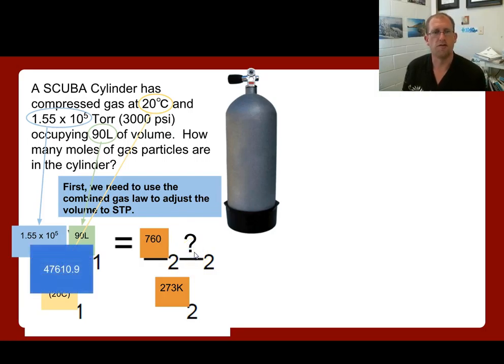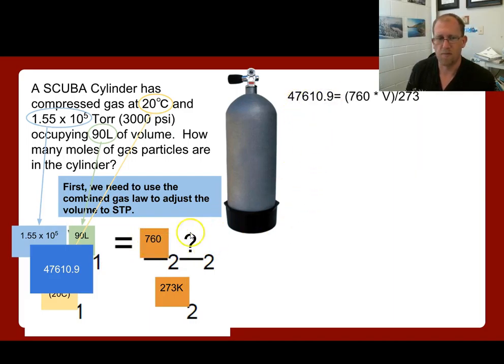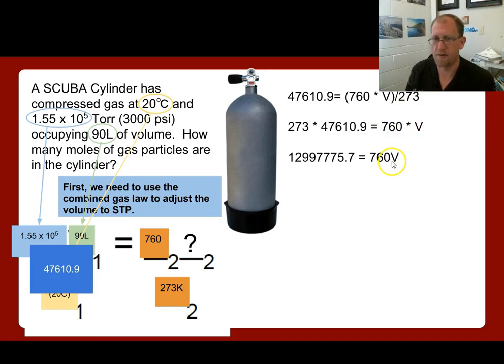So we're going to use this law, and we're going to do all the math on one side, and that comes up to 47,610.9. That's what all of these numbers times and divided by each other are, okay? And then over here, I need to do a little bit of algebra to figure out what this is. So there's my number for all of this, and then 760 times the unknown volume divided by 273 K is going to be what I have over here. So let's get the 273 over to that side, and then let's divide by the 760. And solving for V, I have a very large number, 17,102.33. That's my new volume.